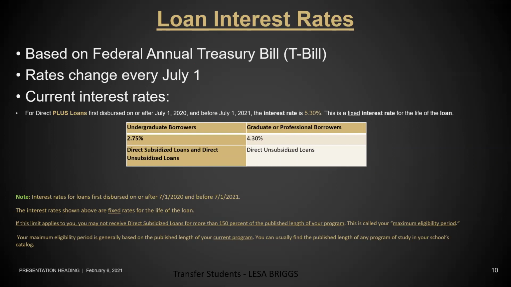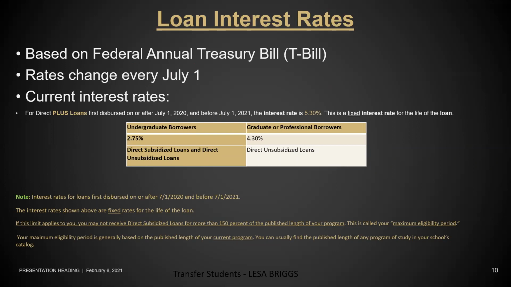If you're a graduate or professional student, you're only eligible for the unsubsidized portion of the direct loan, and the interest rate on that is 4.35%. And these rates are good until June 30th. For the Parent PLUS loan, the current interest rate is 5.30%, which are still very good interest rates.